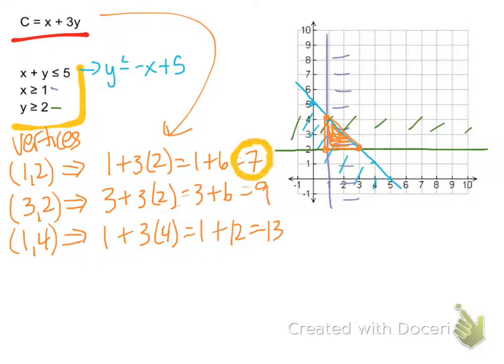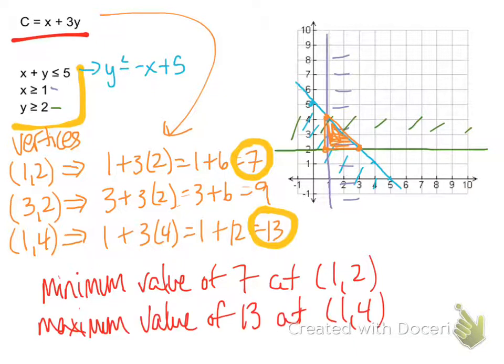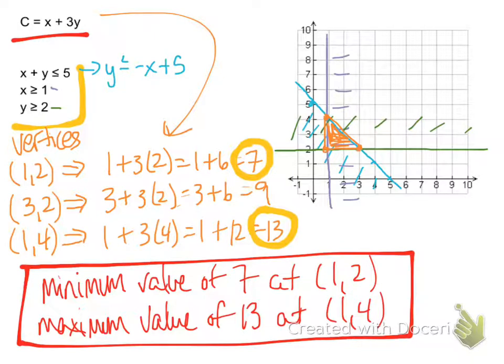So again, we can see what our smallest and our biggest value is. So we have a minimum value of 7 at the ordered pair 1, 2, and a maximum value of 13 at the ordered pair 1, 4. And so this would be our solution if we're just given a math problem to do. Now we're going to go ahead and take a look at a word problem.